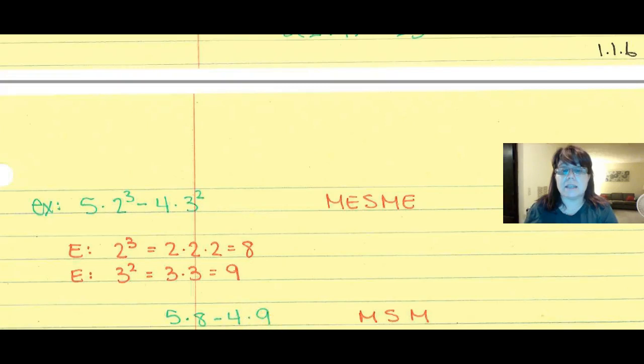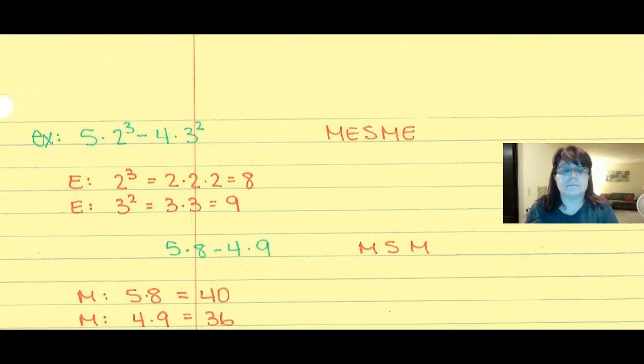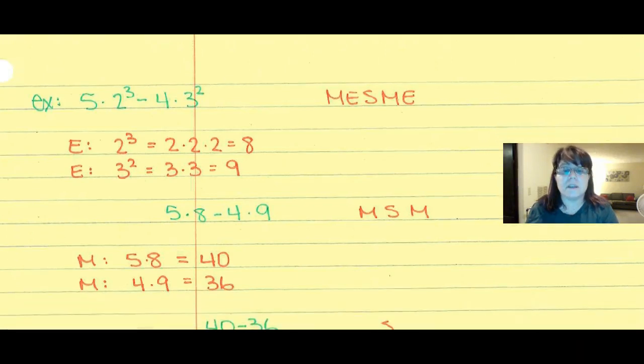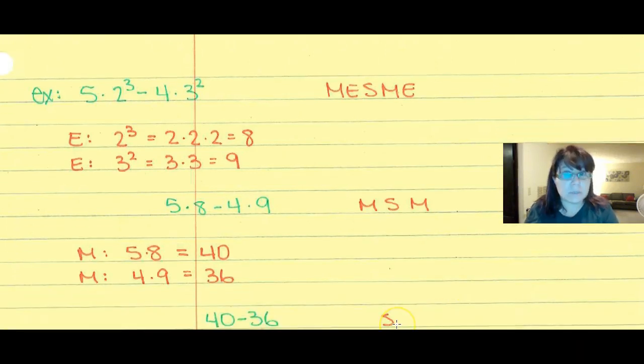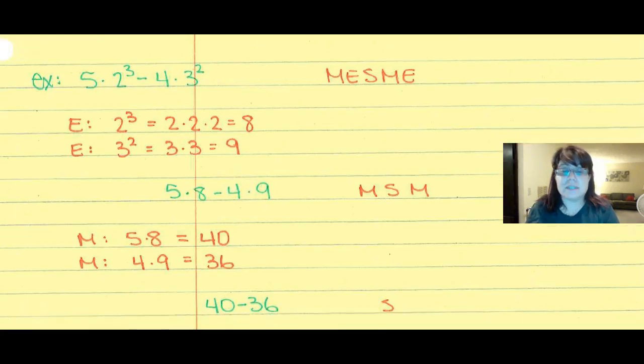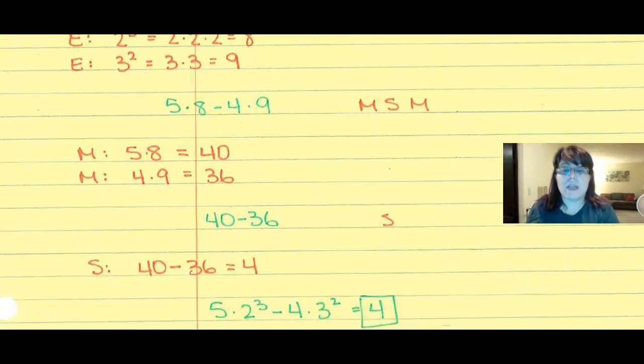minus 4 times 9. I'm down to multiplication, subtraction, multiplication. From these three operations, multiplication comes first from left to right. So I'm going to do the 5 times 8, and then I'm going to do the 4 times 9. Okay, 5 times 8 is 40, 4 times 9 is 36, so my problem becomes 40 minus 36. I am only left with subtraction, and 40 minus 36 is 4. So my final answer for my original problem of 5 times 2 cubed minus 4 times 3 squared is 4.